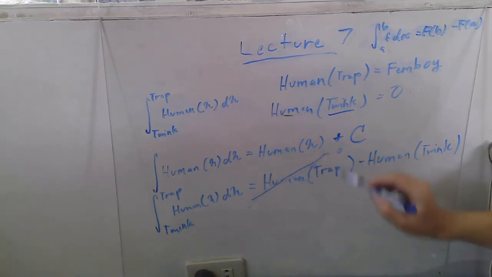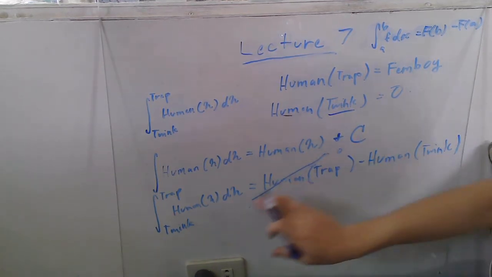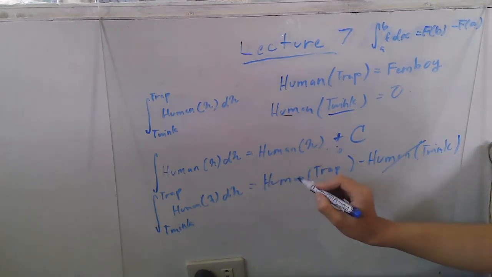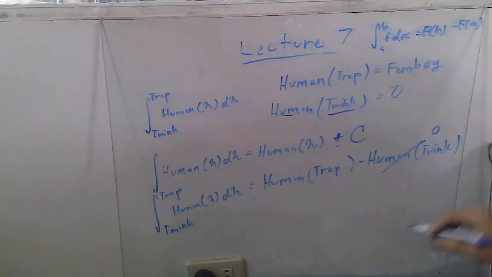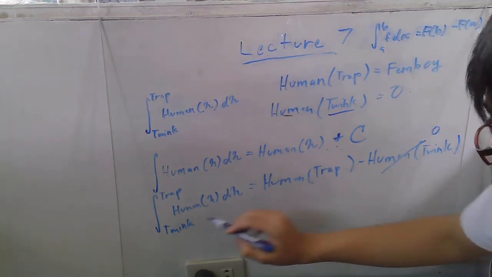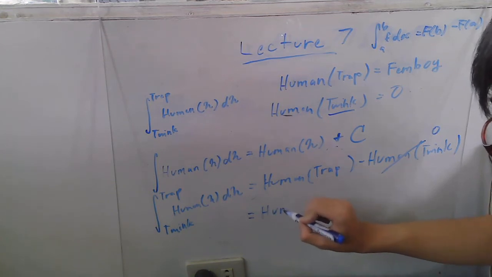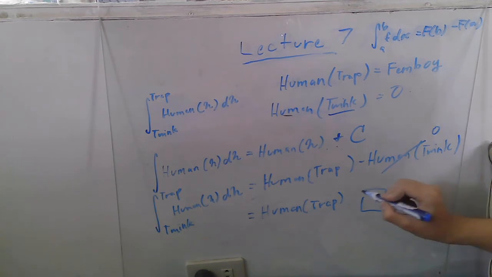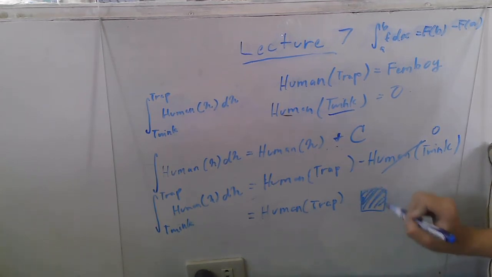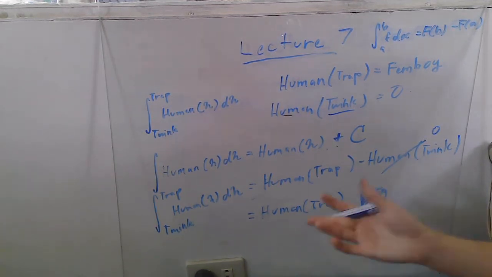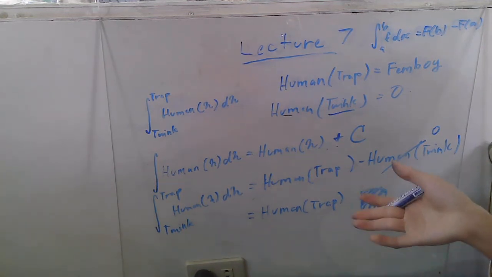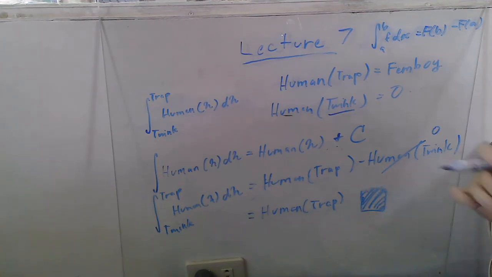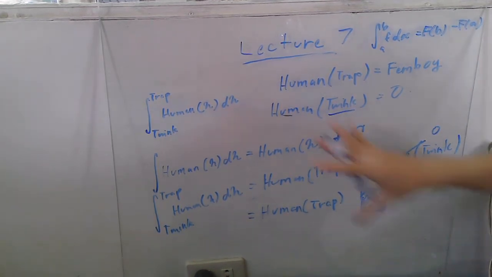It comes to 0. And, oh wait, no, not that, that's trap. But this one, human of twink, vanishes to 0. And from there, we get human of trap. Quod erat demonstrandum, the box that we put at the end of proofs just to end the proof and show that, for some reason, quod erat demonstrandum means as was to be shown. That's that. And it's the proof.